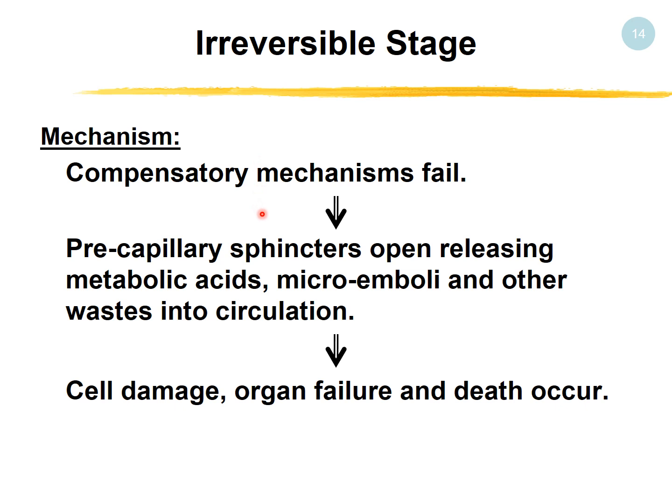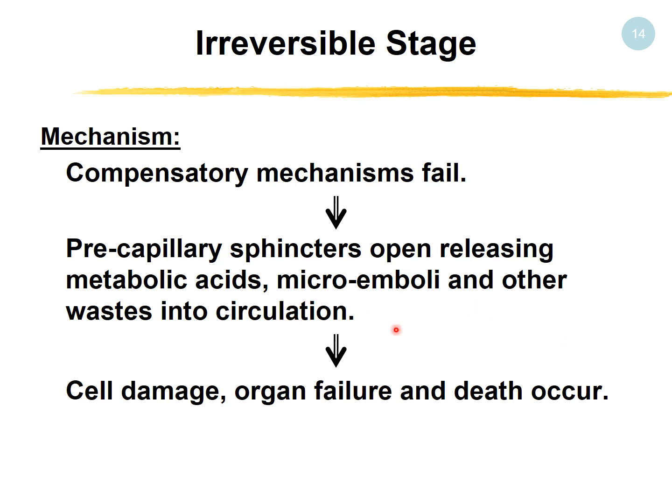What can be the mechanism? The compensatory mechanism that maintains the normal circulation is going to fail. So what will happen? In the periphery, we do have a lot of acid production. And the acid is going to open up the sphincters. So it's going to cause vasodilation in the periphery and vasoconstriction in the lung.